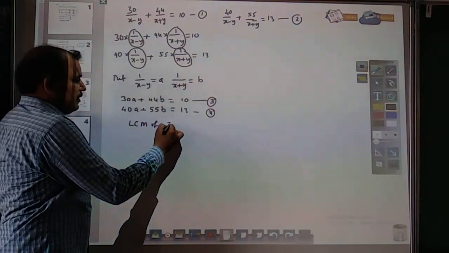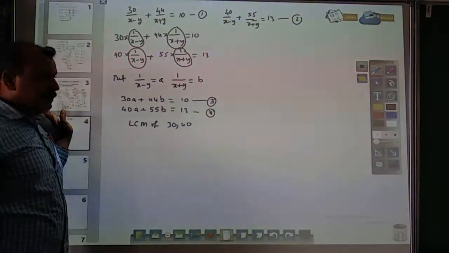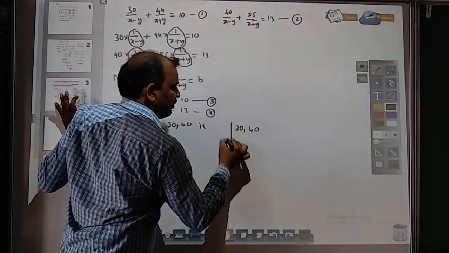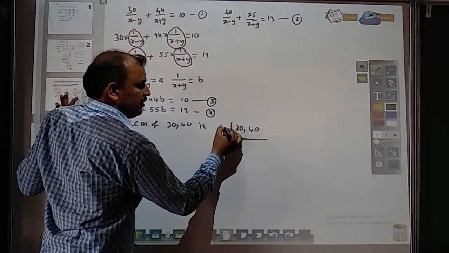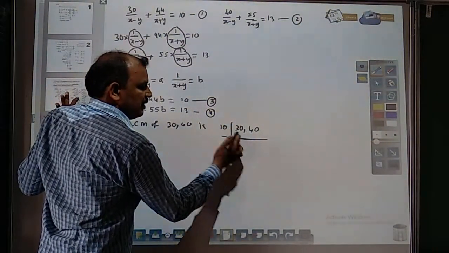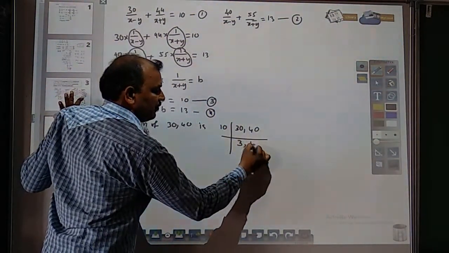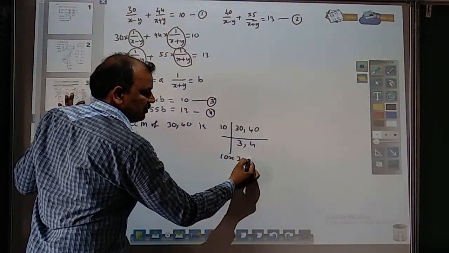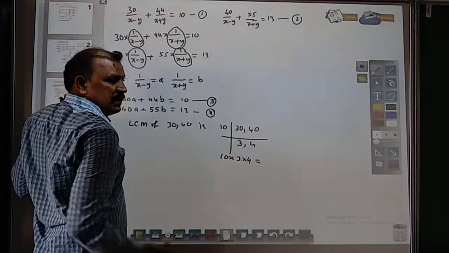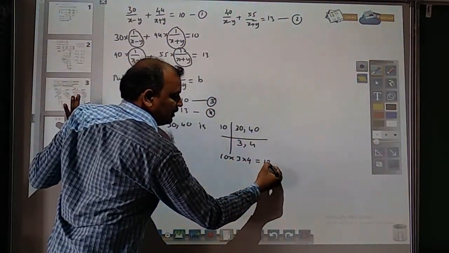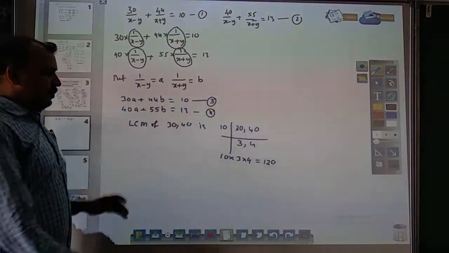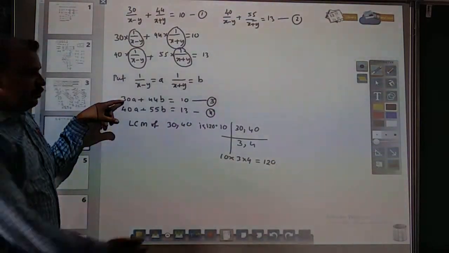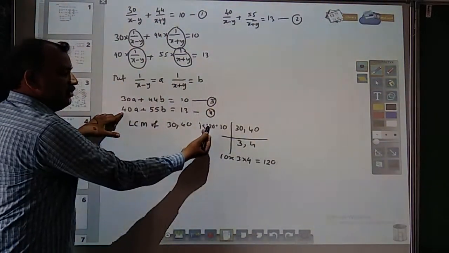LCM of 30 comma 40. Let us take two numbers, 30, 40. These two numbers are divisible by 10. So in 30, 10 3 times. In 40, 10 4 times. Then 10 into 3 into 4. That is equal to 10 3s are 30, 30 into 4, 3 4s are 12. That means 120. So LCM is 120. That means 30 changes into 120, 40 changes into 120.